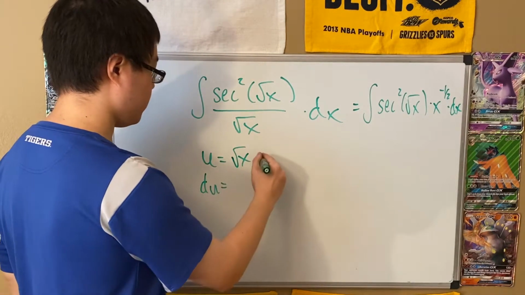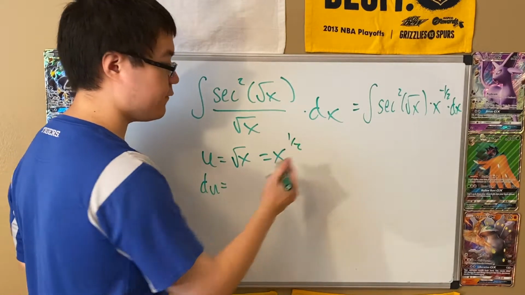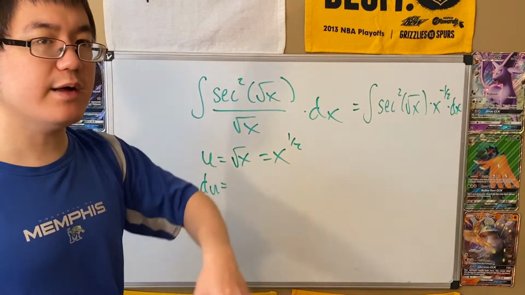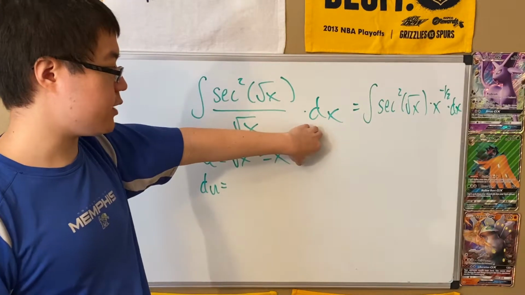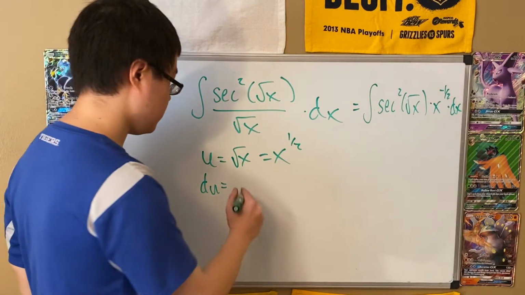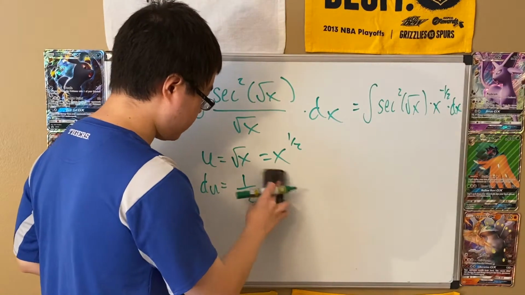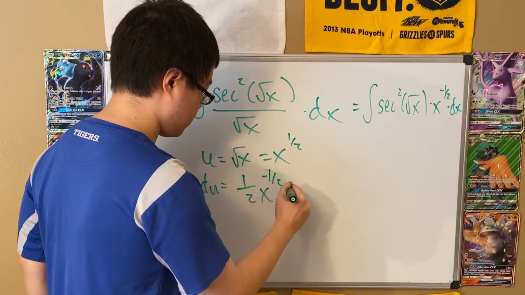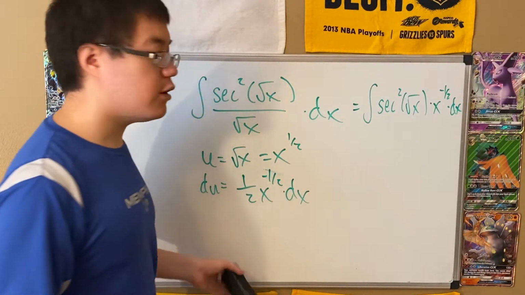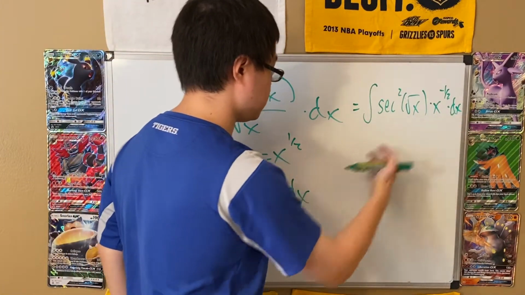Du, as we mentioned before, if you want, you can write this as x to the 1/2. Definitely no shame in that. Keep in mind that we're doing the derivative power rule instead. So we're taking this power, dragging it to the front: 1/2 x to the negative 1/2, or I can write 1/2 x to the negative 1/2 times dx. So now let's just start changing all these x's into u's.